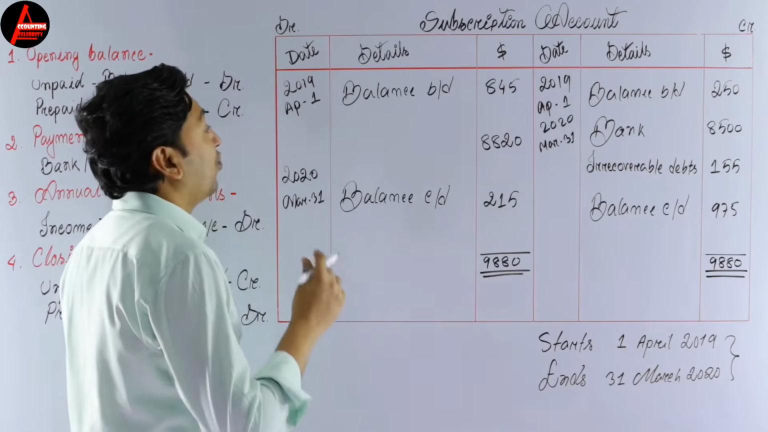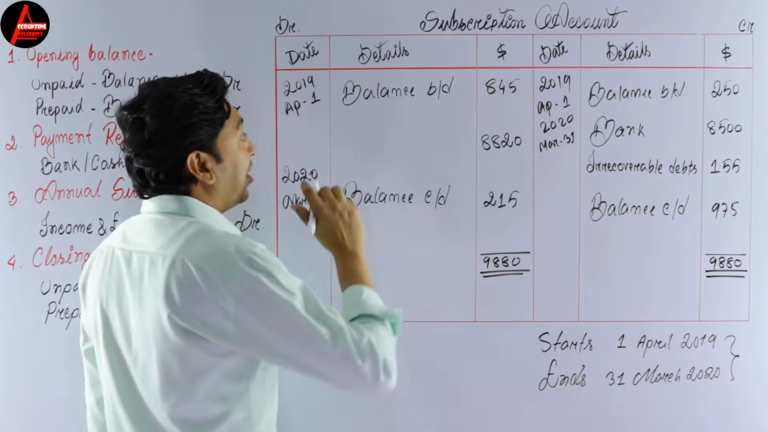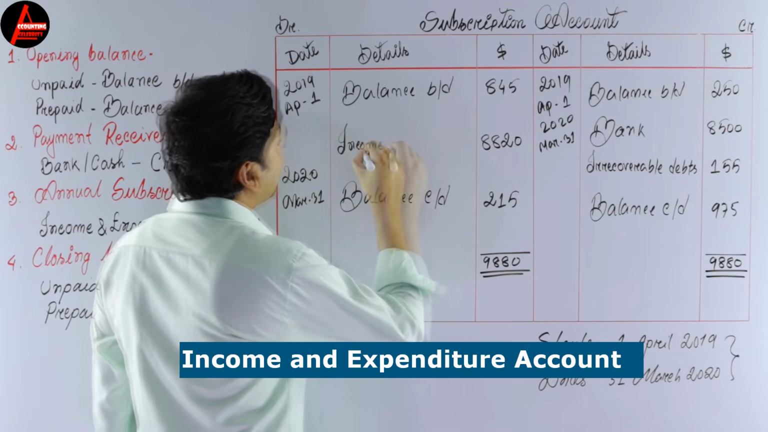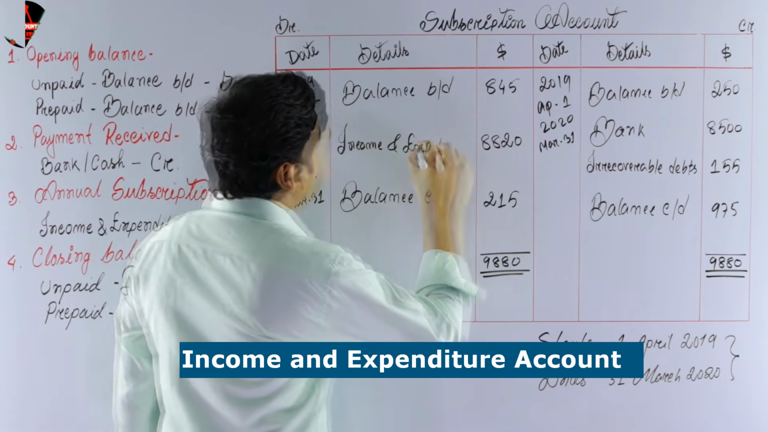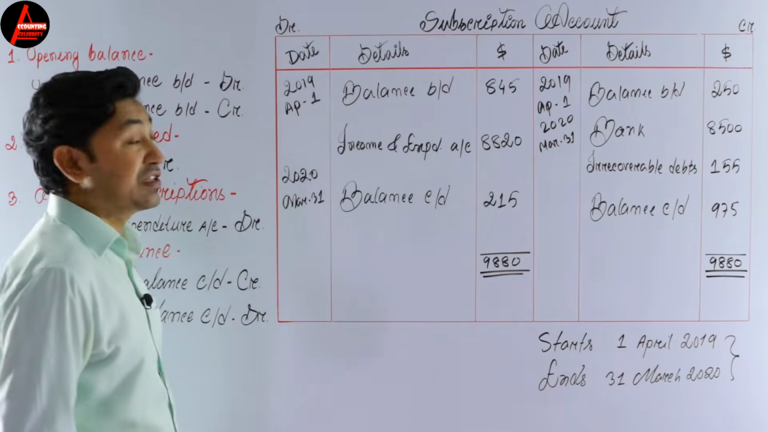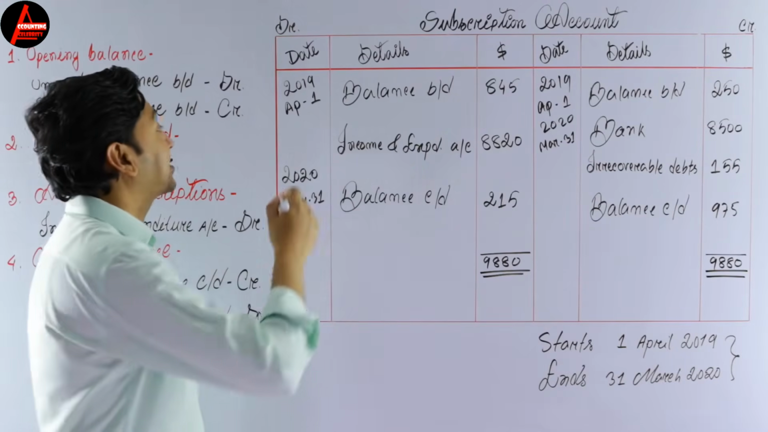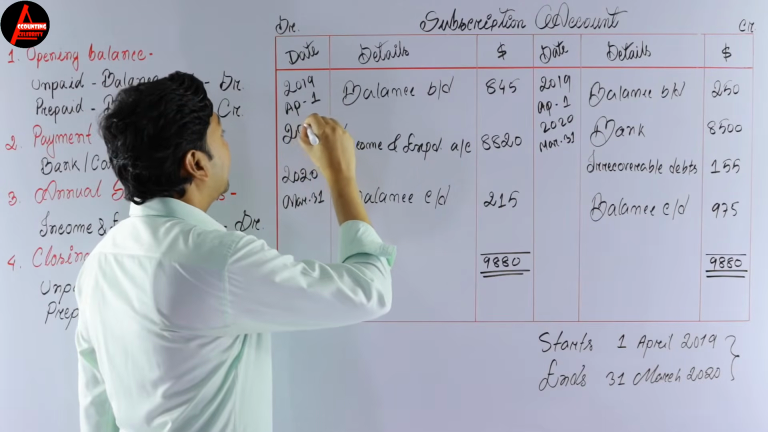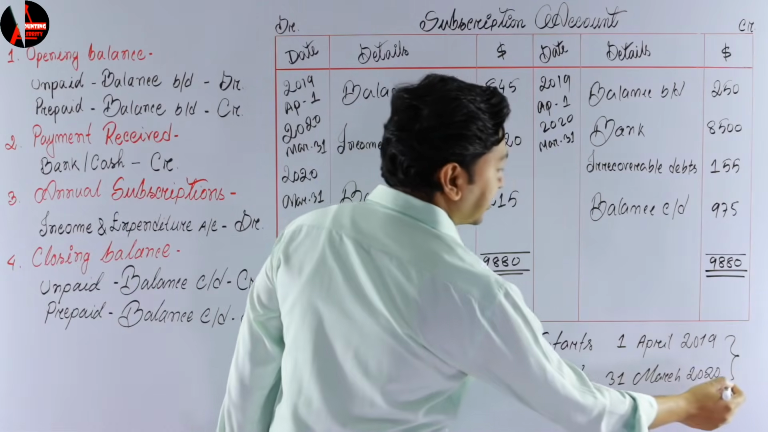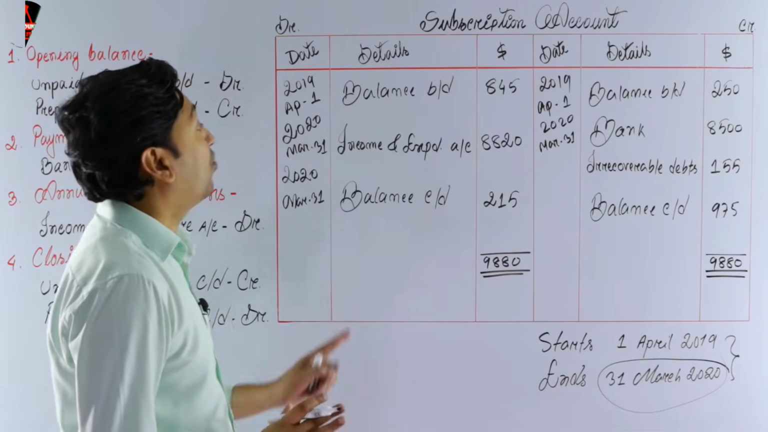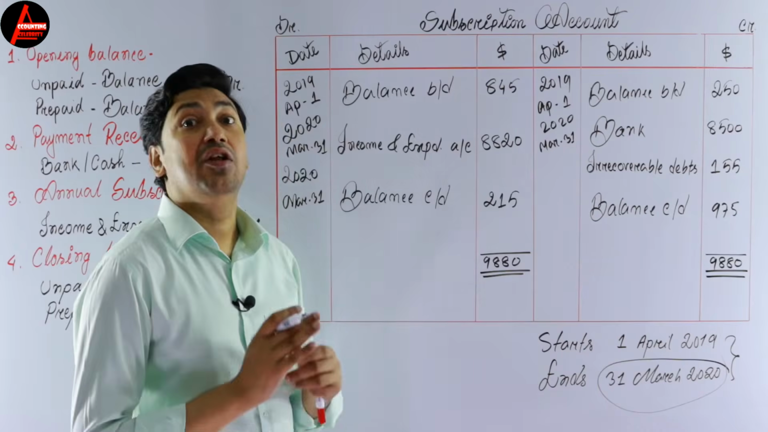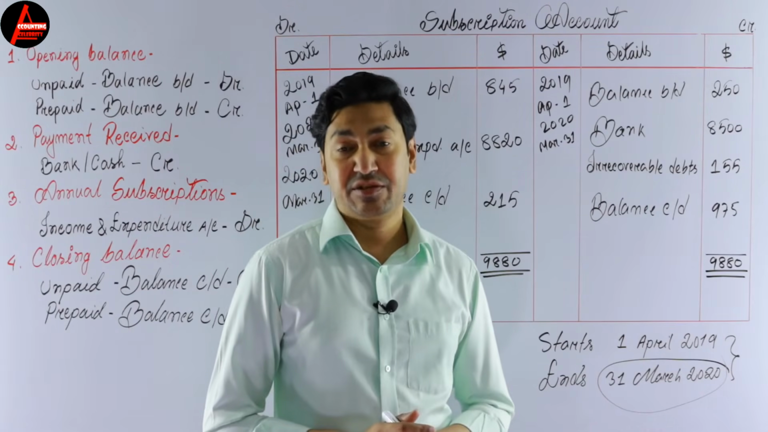Now you might be thinking, why income and expenditure account? Wait, I'll be coming there. So here let us write income and expenditure account. The date for income and expenditure account will be the last day of the financial period, 2020, March 31st. Now why income and expenditure account? This amount will go to the income and expenditure account.